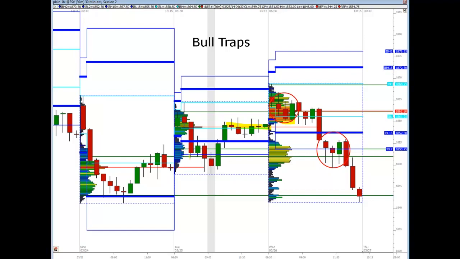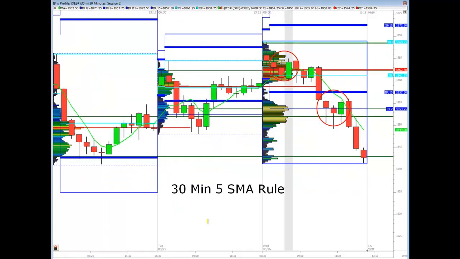Take a look. This was a support zone. This was perhaps even a trickier point. Support, 3 needles in a row. We take out the high, and then bam, we see a significant price drop. So the bulls got trapped twice here. And let's see how profile traders would have been able to avoid those 2 traps.